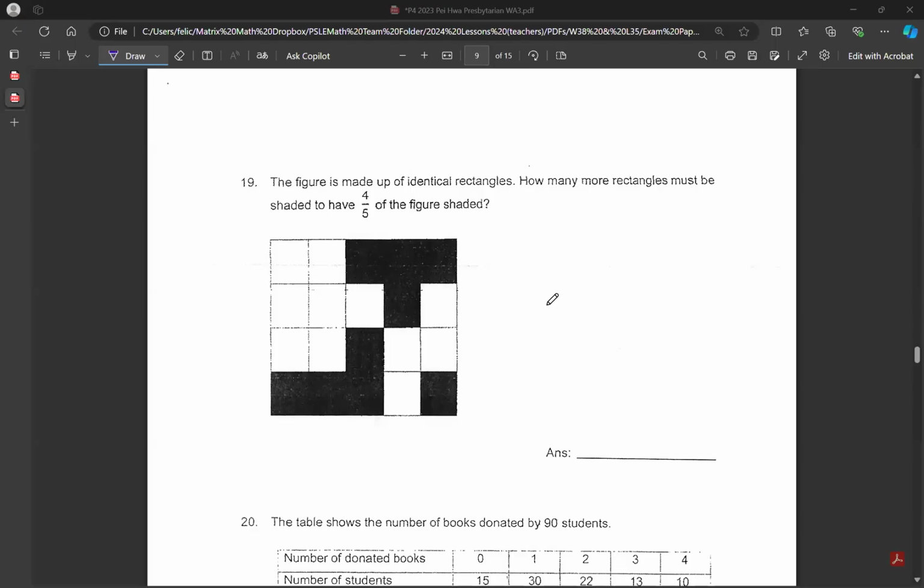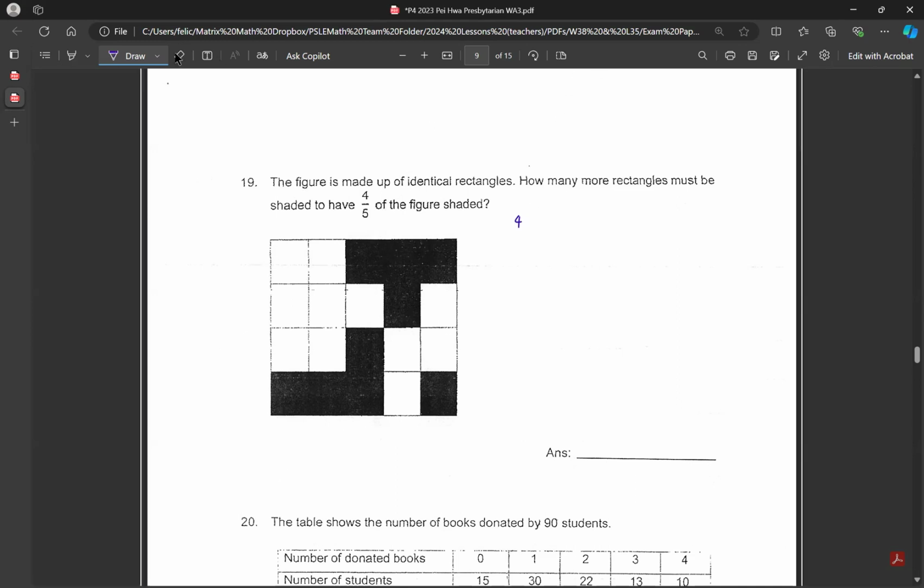Okay, question 19. So identical rectangles are shown here. How many more rectangles must be shaded to have 4/5 of the figure shaded? All right, so 4/5 of the figure shaded means that for denominator 5, you have to try to change it to the total rectangles shown here. So let's count how many rectangles are here. So there's 1, 2, 3, 4, 5. There's 1, 2, 3, 4. So 4 rows of 5, that's 20 rectangles.